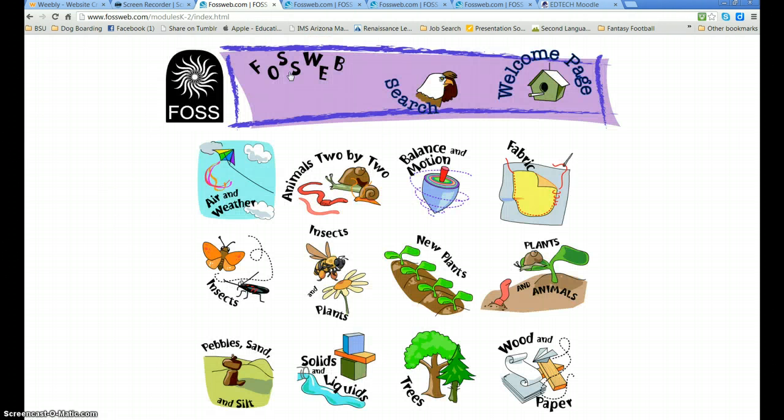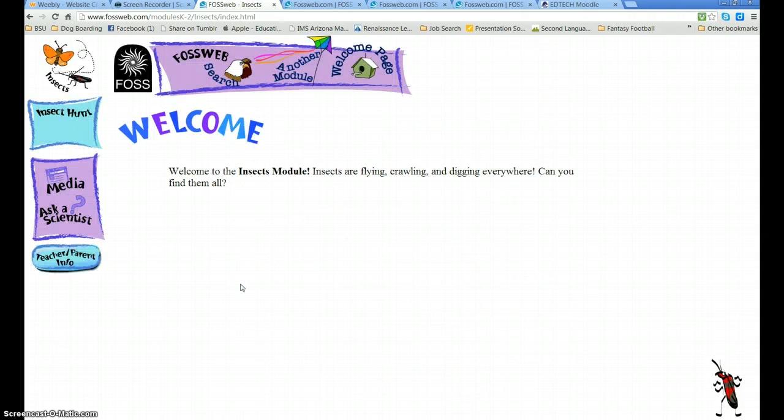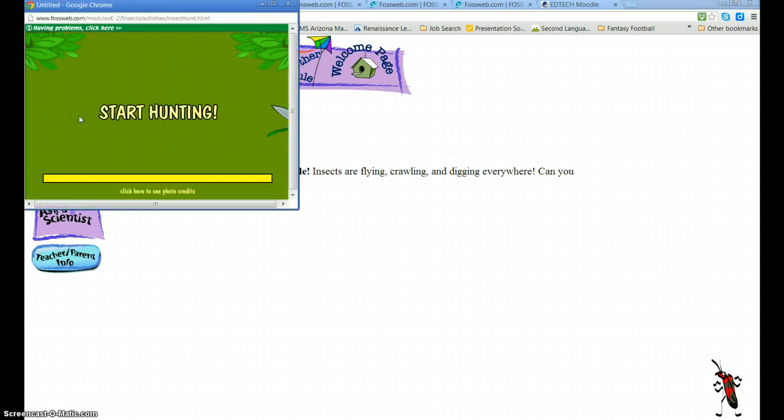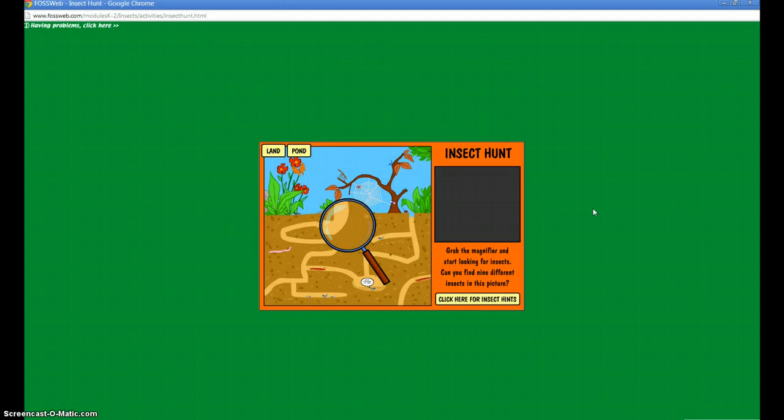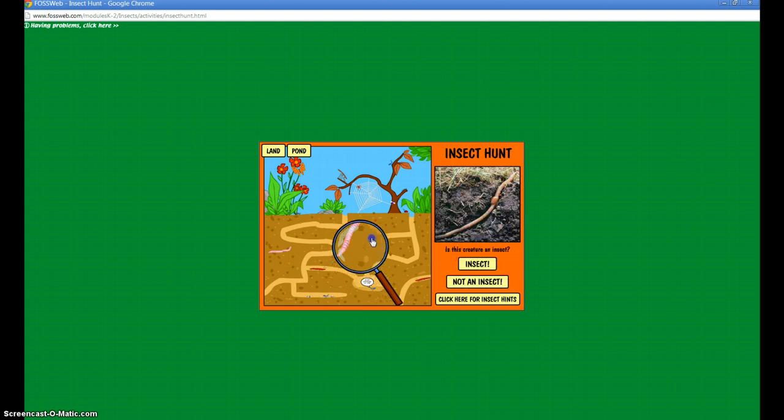The next module I would like to do is Insects. I thought this was a really fun one, and I think this grade level would have a lot of fun hunting for insects. They get a magnifying glass and they start looking for the insects, and they're looking for 9. If they find something, the picture of it will come up.